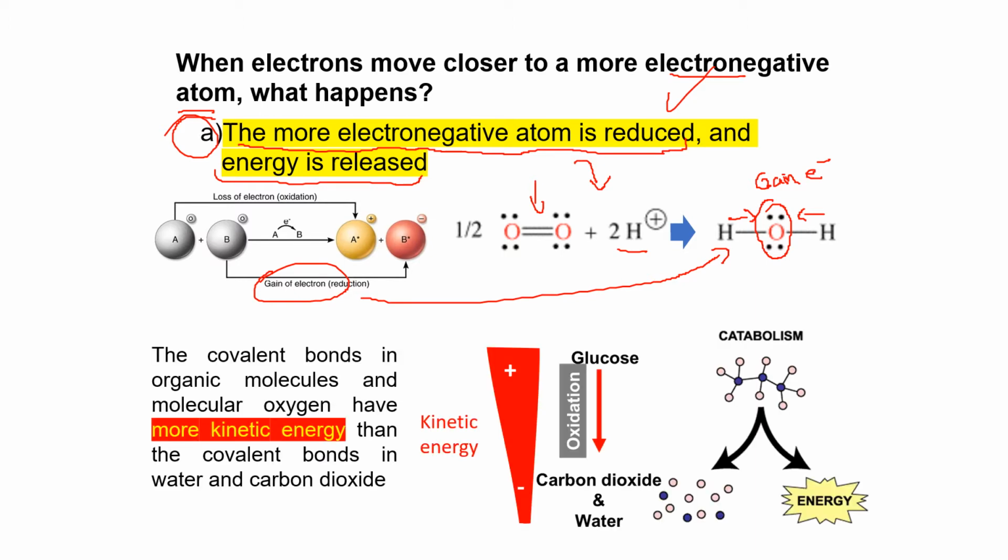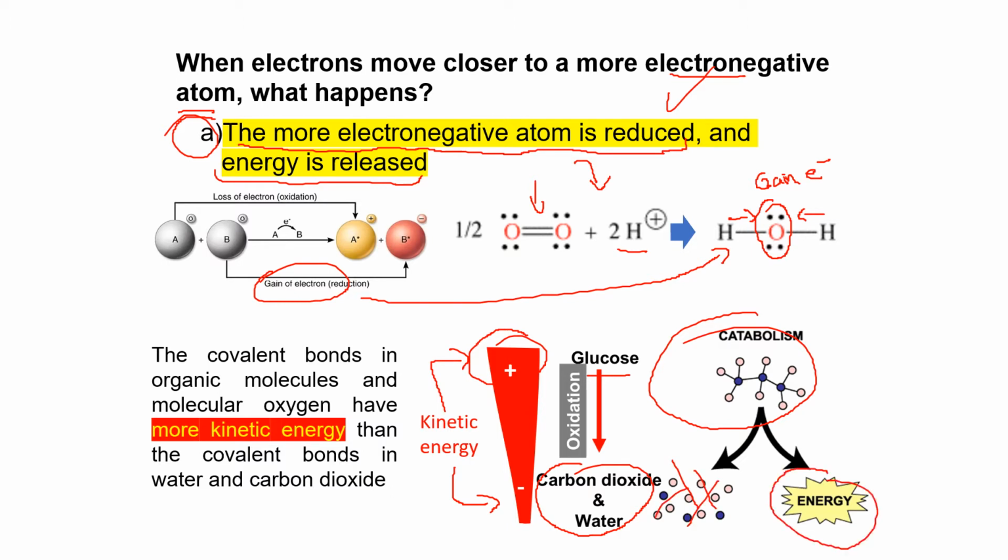As we said before, for example, during respiration, you have glucose. The molecule of glucose has a high potential energy, while molecules like carbon dioxide and water have a lower energy. So you move from a complex molecule to simpler molecules, and as a result you release energy. So not only is the more electronegative atom reduced, but you're also going to release energy. So the answer again is A.